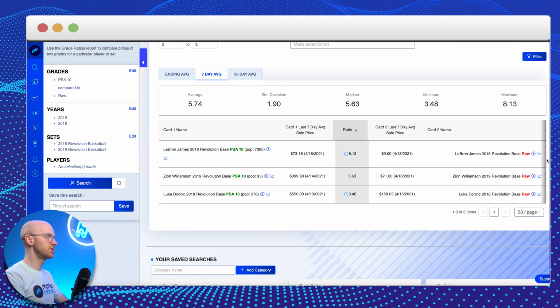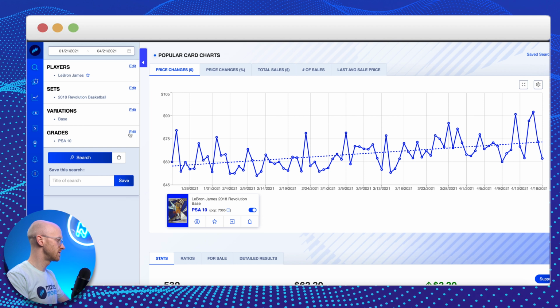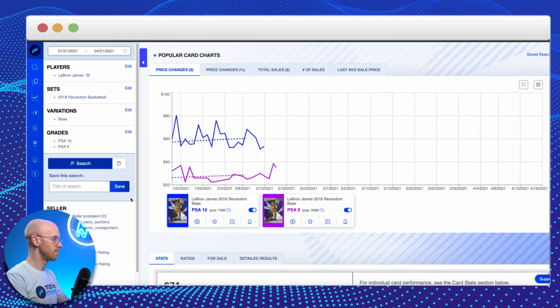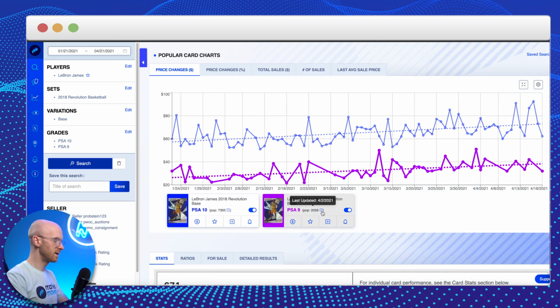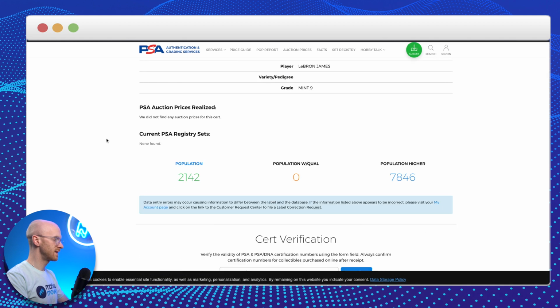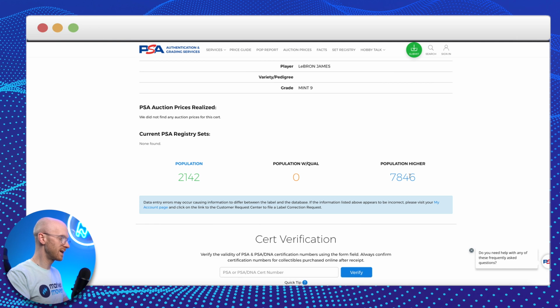But let's say you're not sure what kind of gem rate you should expect to get on this card. Well, if you click on chart this card, one thing that I like to do is let me grab the PSA 9. And then what you'll see is this little button here, and this is just going to navigate you right out to PSA's website. So I come out here and I can see population 2,142 on the PSA 9. PSA 10 is 7,846. So we're talking about a 78% gem rate. That's what I can see here, because if I add these two together, that's basically 10,000.